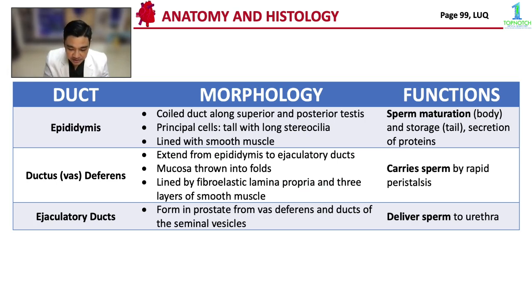The ejaculatory duct, just a few generalizations. The epididymis is for sperm maturation. The vas deferens is just a carrier or a tube or highway for the sperm, and the ejaculatory duct's purpose is to deliver the sperm to the urethra.